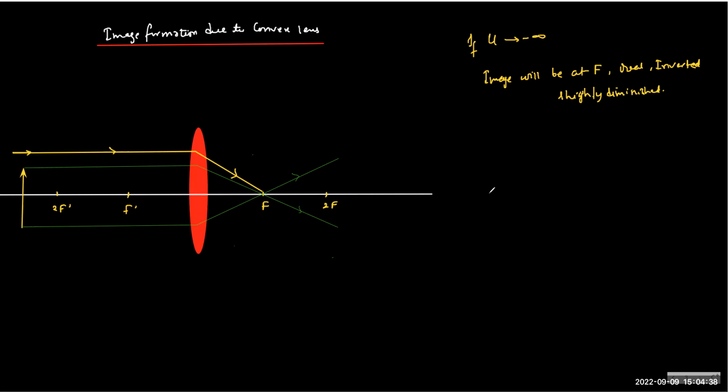The idea of a real image is that the light rays must actually intersect, and for a virtual image they fail to intersect, so you have to produce them backward. And then what you perceive, because vision is perception, as we have discussed, is that the image is there. Okay, so the image will be at F, real, inverted, and highly diminished.